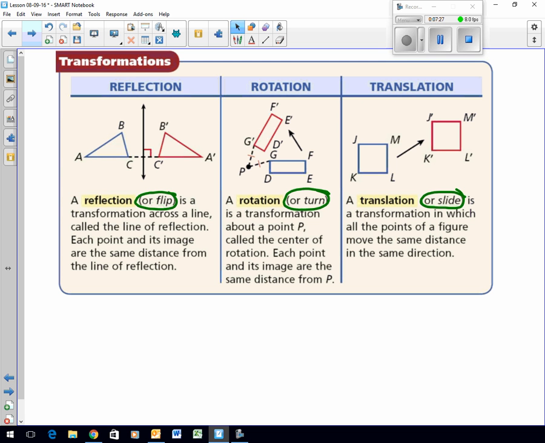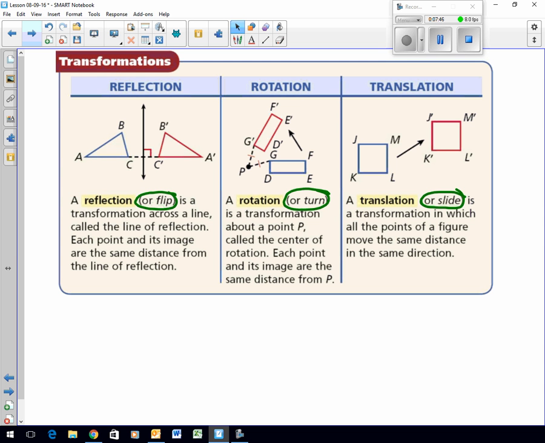Judging our level here. Okay, we'll try this again. Not necessarily the trigger word phrase, just tell me which one to associate with. Reflection. Rotation. Translation. Okay. Flips, turns, slides.